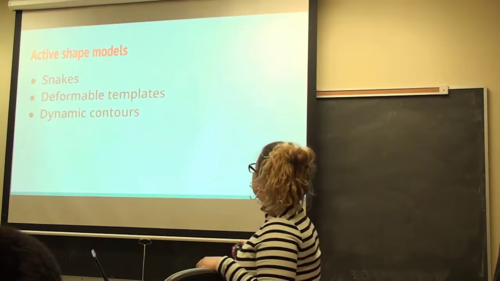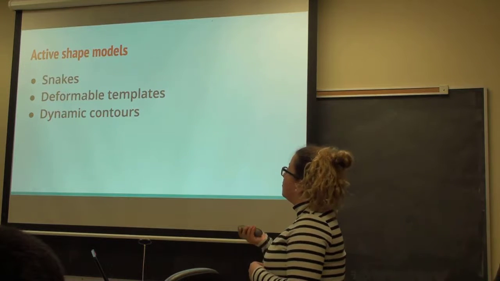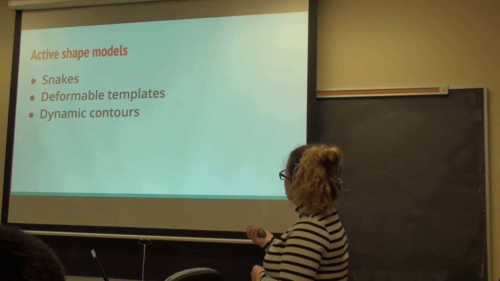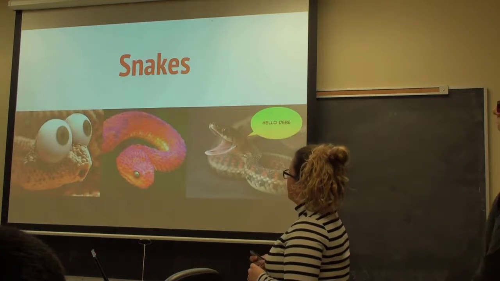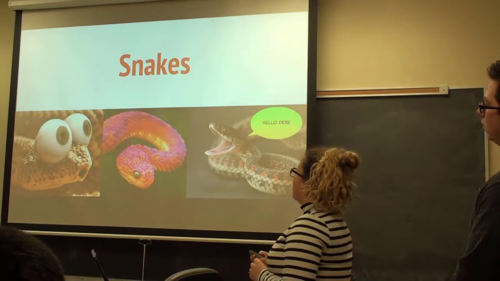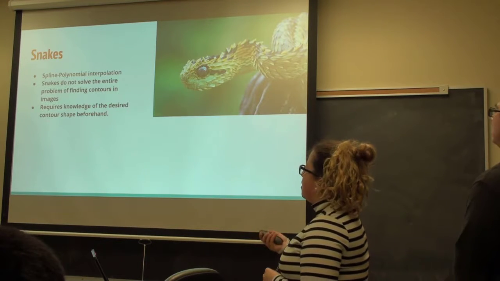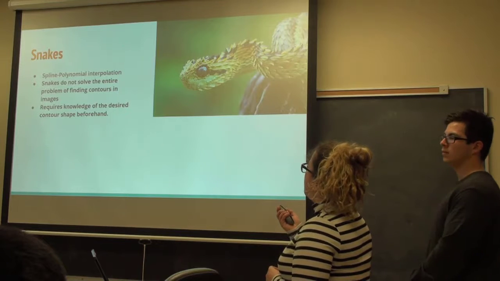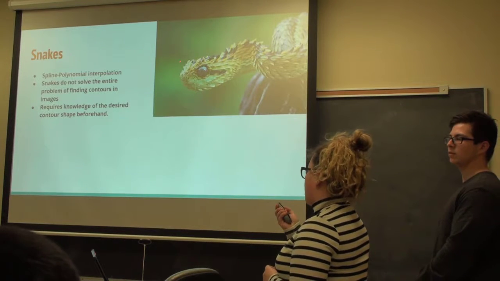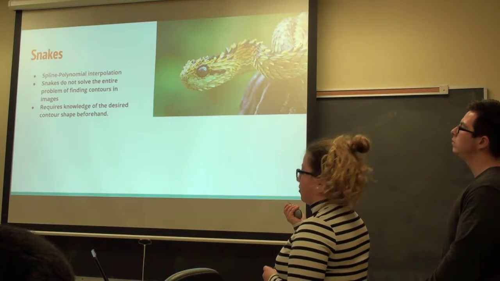Okay. So let's go back to this part and this example. So let's go to snakes. There are different active shape models. We're going to show you snakes first. This method is also very dependent on the initial shape that you select. It's based on spline polynomial interpolation, where you draw a line around the snake and you want to find the shape of this.